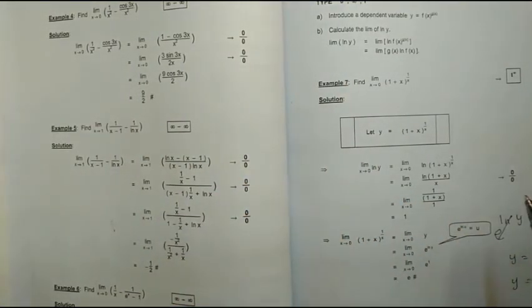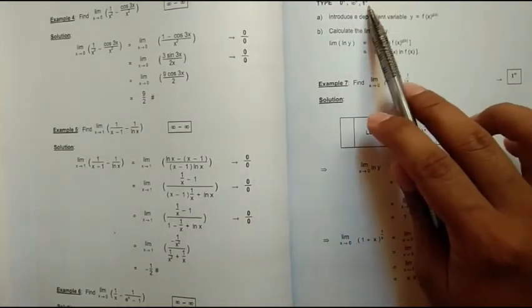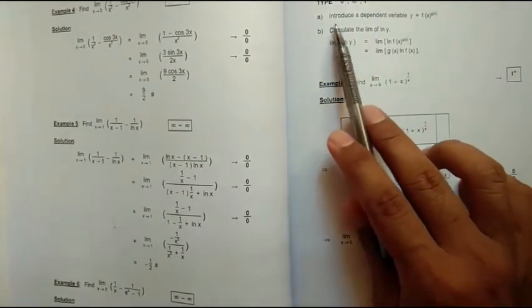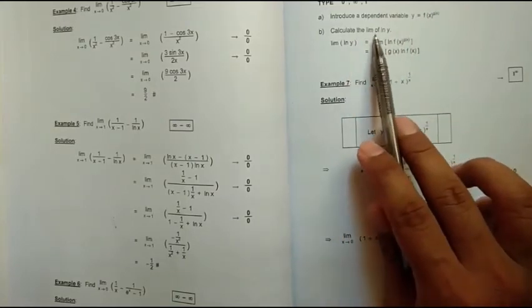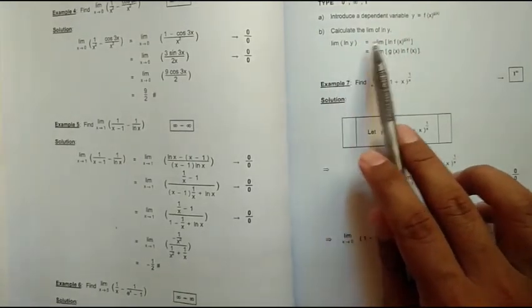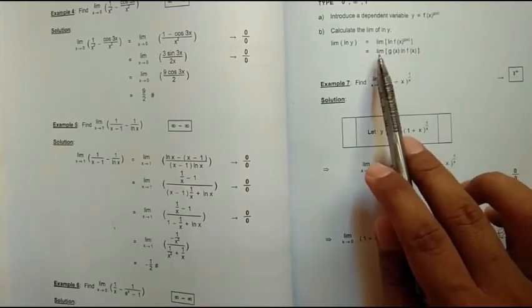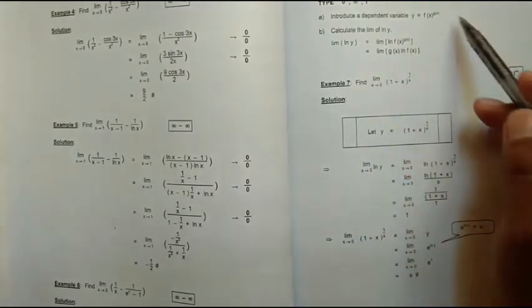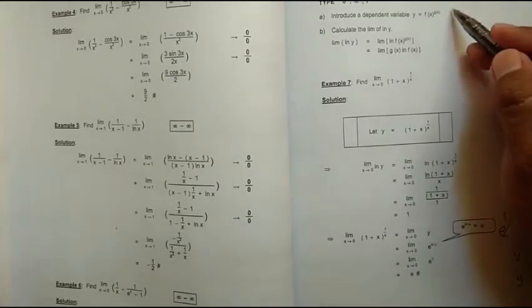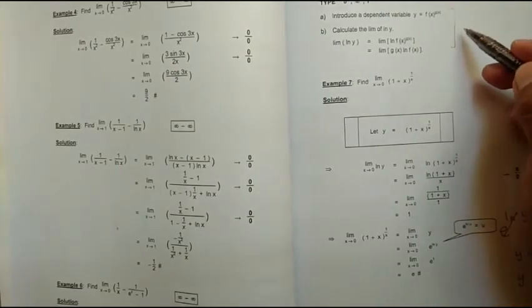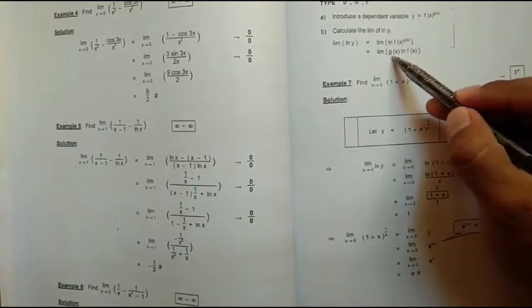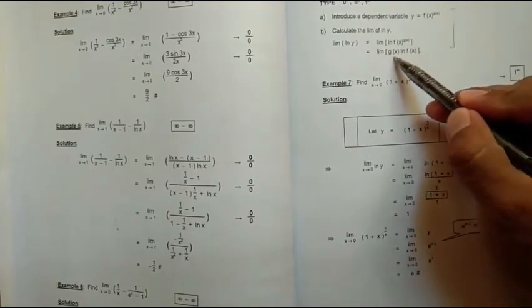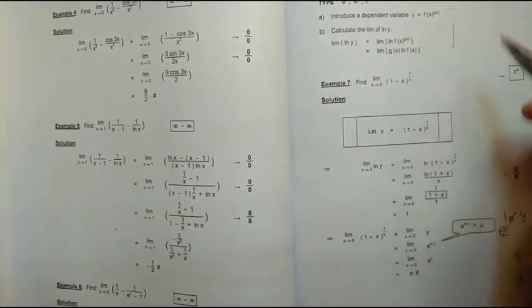Okay, next, 0 power 0, infinity power 0, 1 power infinity. Okay, so introduce a dependent variable y equals to f(x) power g(x). Calculate the limit of ln y. Limit ln y equals to limit ln f(x)^g(x) equals to limit g(x) ln f(x). Okay, awak guna definition. Ni adalah definition. Okay, definition maknanya method dia ni. Okay, bila awak masuk ln, g(x) ni kita boleh jadi darab. Nampak tak? g(x) bawa ke depan, g(x) ln f(x). Okay, itu cara dia.